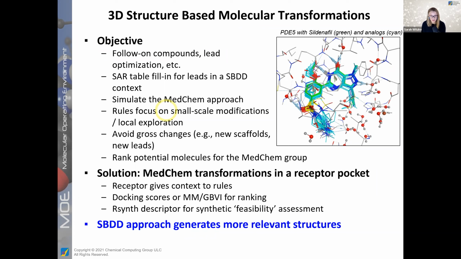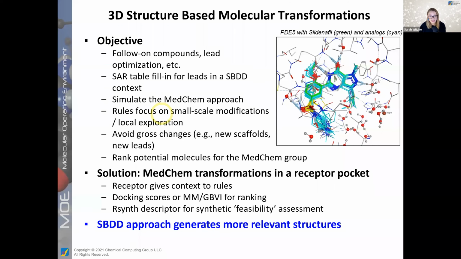So the solution that we created was that we want to perform these MedChem transformations in the receptor pocket. We want the receptor pocket to give us context to our rules. We want to be able to create molecules that not only fit in the pocket, but also have a similar binding mode and have similar interactions that we know are important for ligands that bind in that specific pocket. And then we can score them with our docking scores to get a predicted affinity. And we also want to assess their synthetic feasibility by using our descriptor that we call rsynth. So all in all, we want to do a structure-based approach to generate more relevant structures.